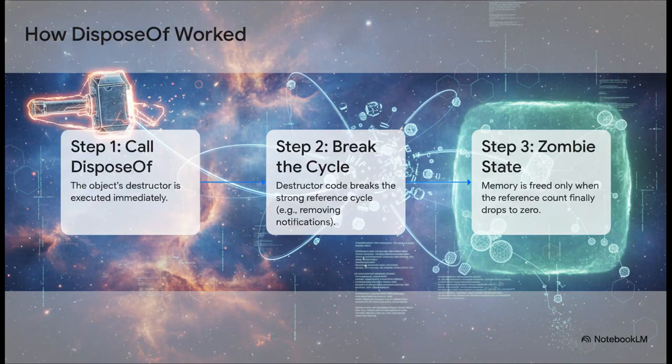And so, to solve this, Dispose of was created as an emergency workaround. It was basically a sledgehammer. When you called it, it would just force the destructor to run right then and there, breaking those cycles. But, and this is the really weird part, the memory wasn't actually freed yet. The object would enter this bizarre zombie state. Its destructor had run, but its memory was still hanging around, waiting for its reference count to finally trickle down to zero. It worked, but man, was it confusing.